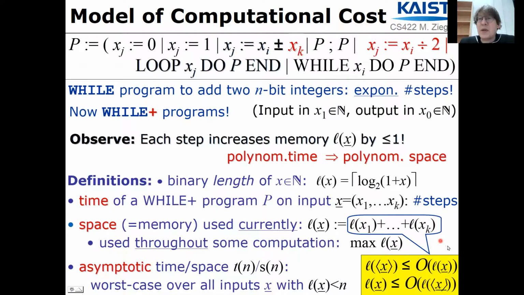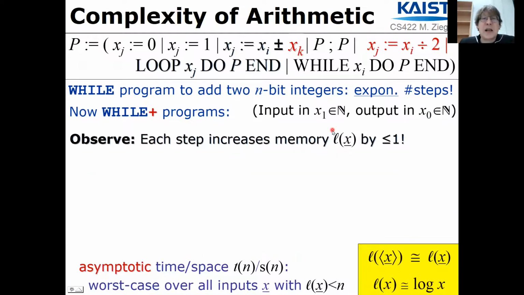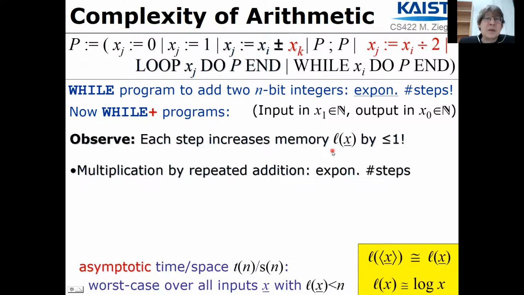But how about the running time difference? That's a question in the chat, and it's a great question because it leads to the next slide, where exactly this question is addressed. In the next slide, we talk about the computational complexity of some arithmetic operations on natural numbers when expressed in while plus programs.